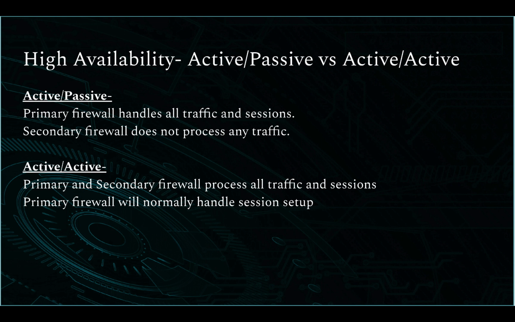The other mode for high availability, and it's gotten more popular, is active-active. We see this quite often in data center environments, primarily in situations where enterprises want to utilize both firewalls, want both firewalls processing traffic, and really want to shorten that failover time should something happen to one of the firewalls. In that situation, both the primary and the secondary firewall process all of the traffic and the sessions, and the primary firewall will normally handle that session setup and assignment of who gets that session.